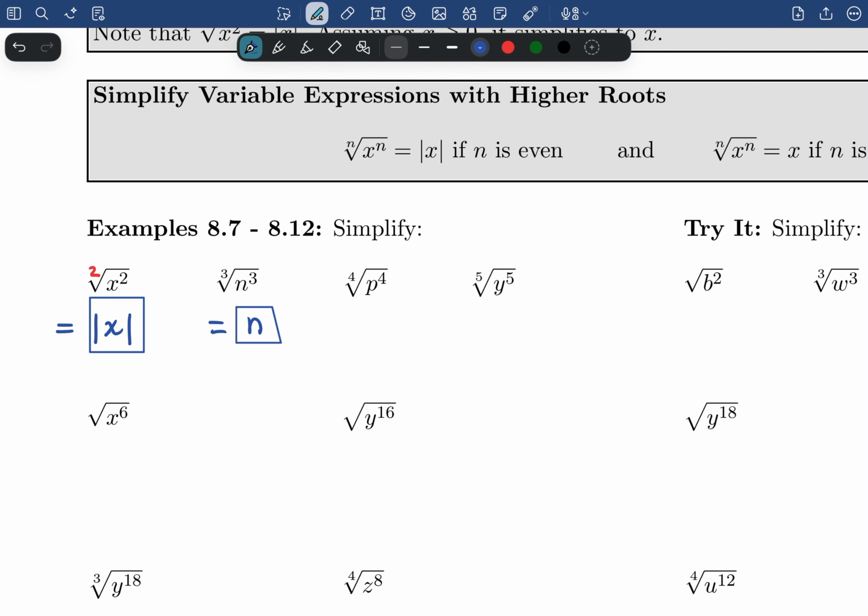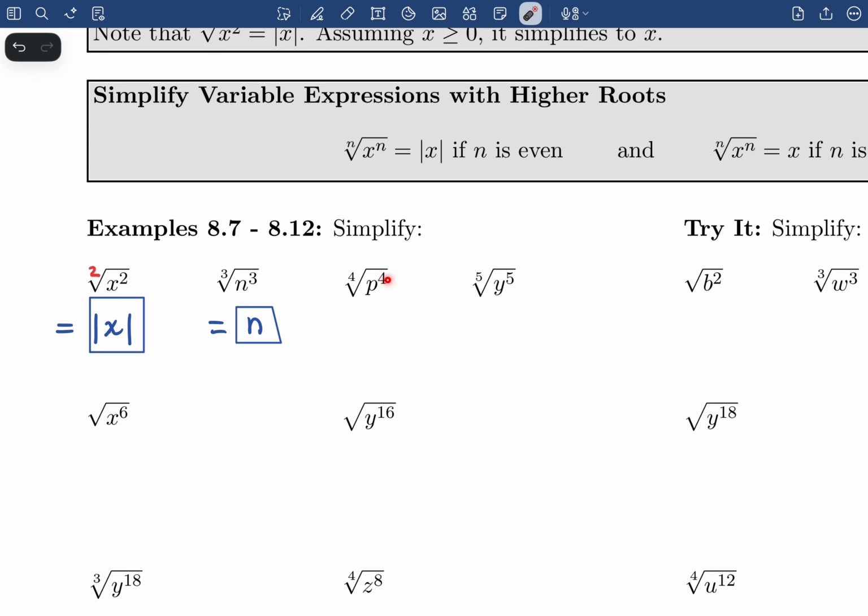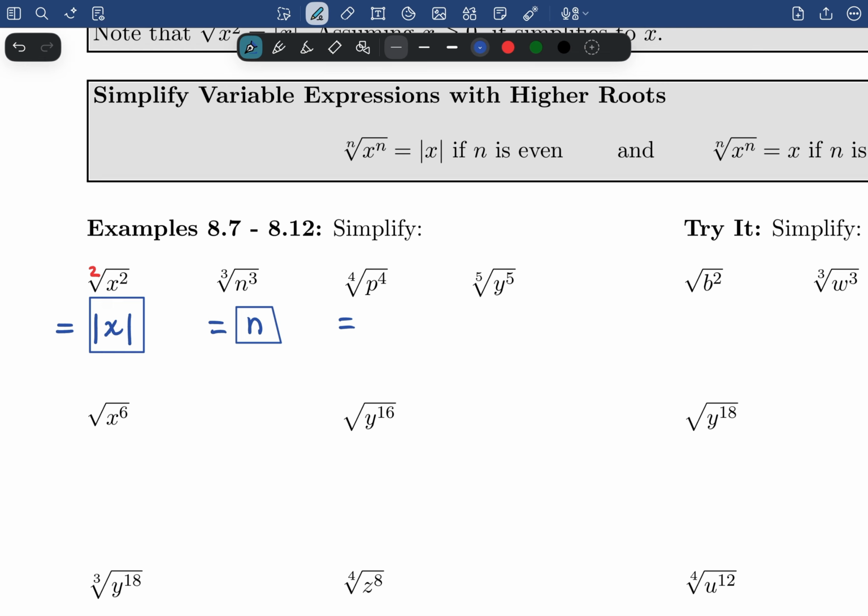And we've got the fourth root of p to the fourth. This is an even root. And so you'll understand why my answer is the absolute value of p. Not just p, the absolute value of p, because we had an even index. Moving on to the fifth root of y to the fifth. This is an odd index, an odd power. So yeah, I just have y. That's my answer. No absolute value needed.